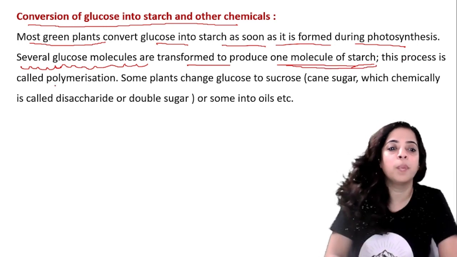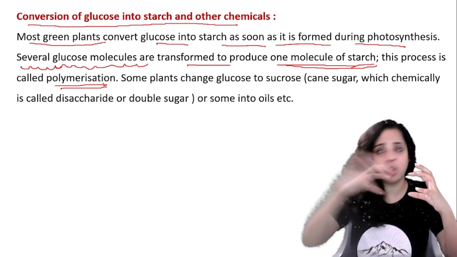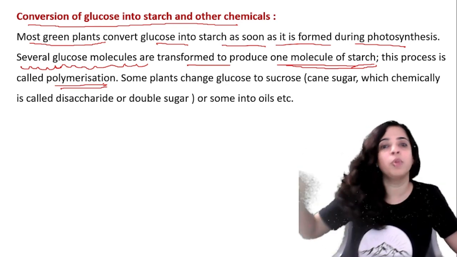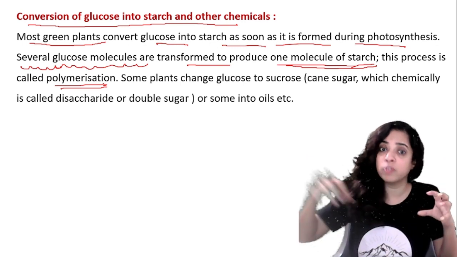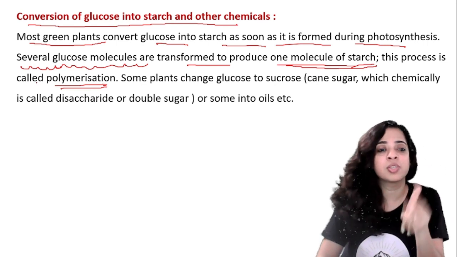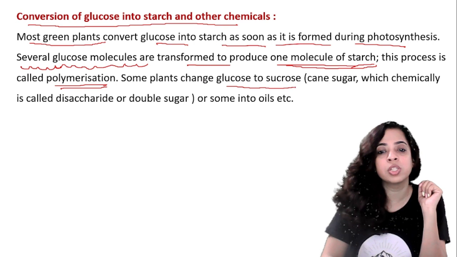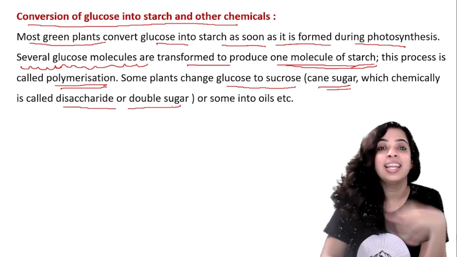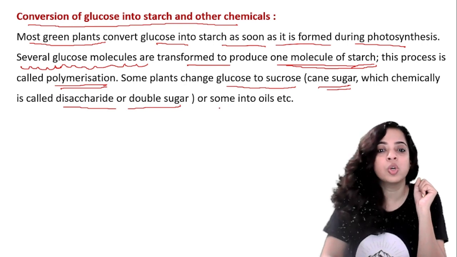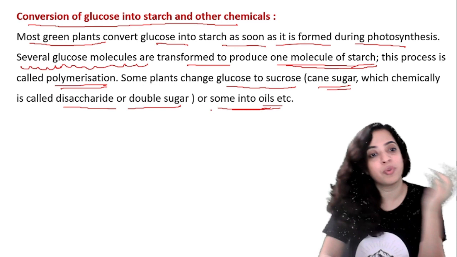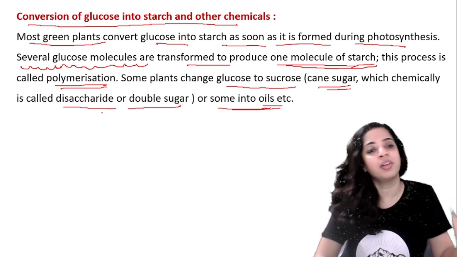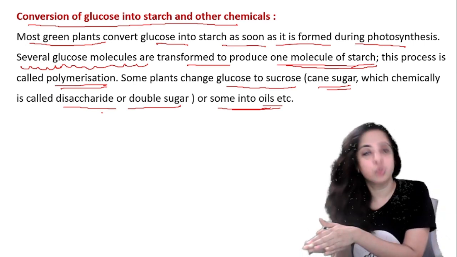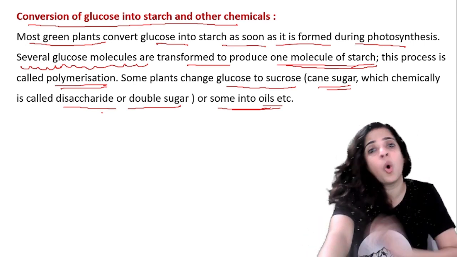Now, this process is called polymerization. You know polymerization? When two or more molecules join together, they form polymers. So, many monomers joining together form long chains known as polymers. Similarly, several glucose molecules join together to form a molecule of starch. This process is known as polymerization. Now, some plants change glucose even to sucrose, that is cane sugar, which is chemically called a disaccharide or double sugar, like in the case of sugarcane. Also, some convert them into different types of oils. So, this is how glucose is converted.